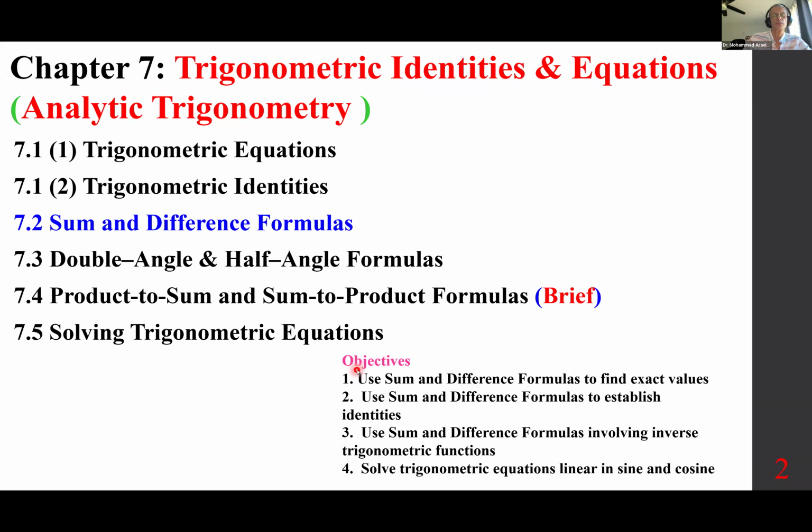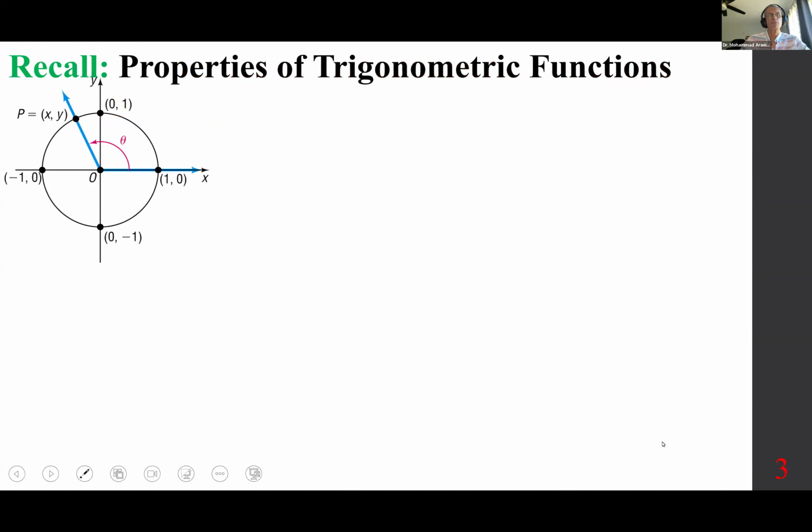The objectives are: use sum and difference formulas to find exact values, use sum and difference formulas to establish identities, use sum and difference formulas involving inverse trig functions, solve trigonometric equations, linear in sine and cosine.